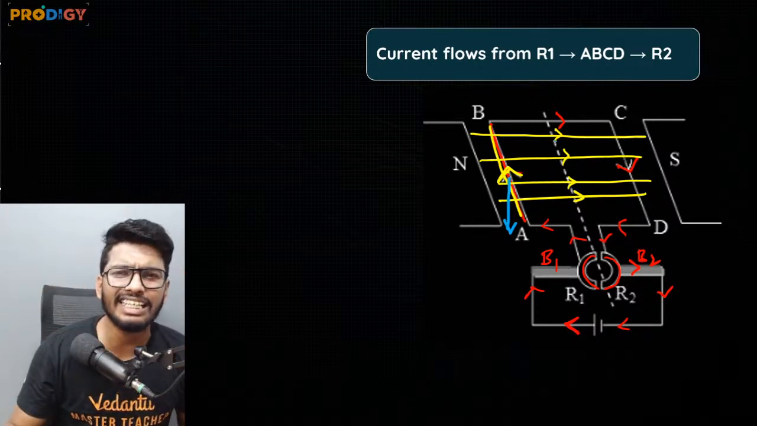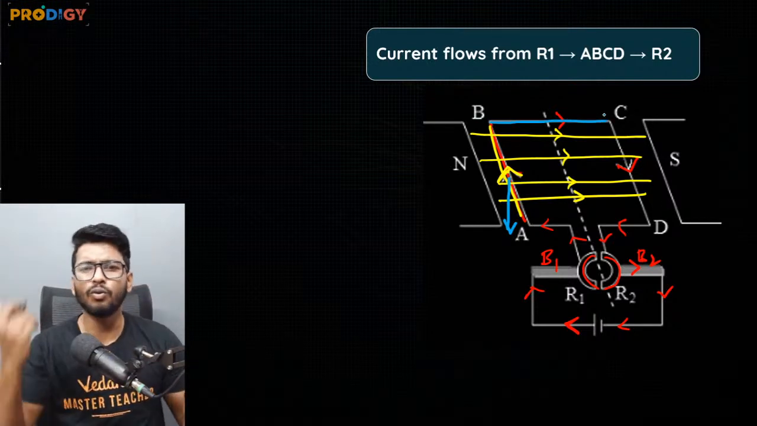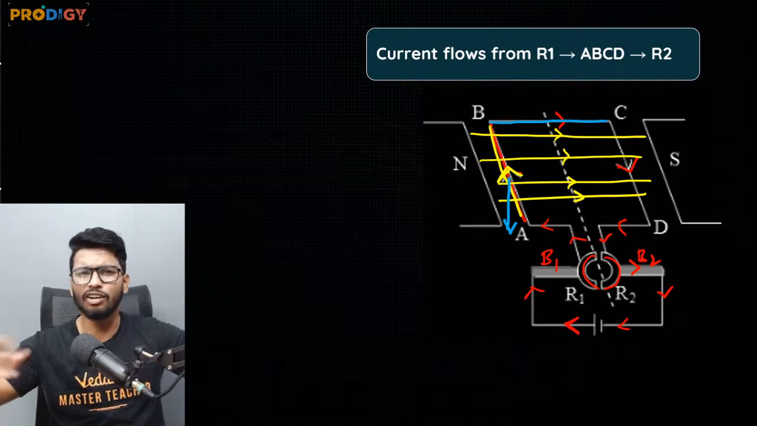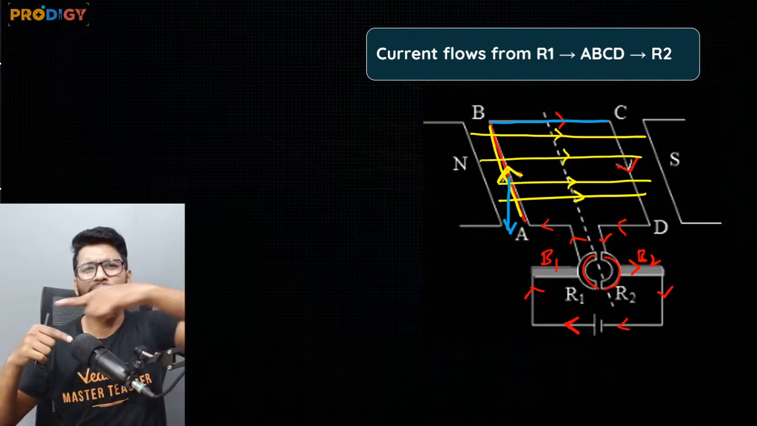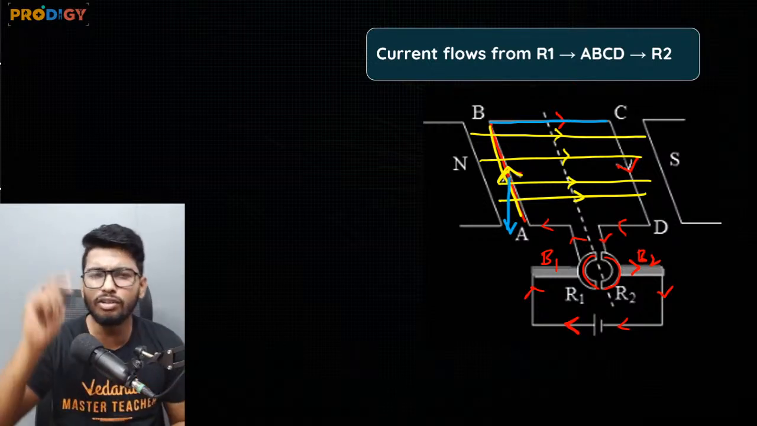Now, what about CD? BC is parallel to the magnetic field, so you don't have to consider that at all, because the angle is zero. They're both parallel to each other, so the angle is 0 degrees. Now, let's talk about CD.